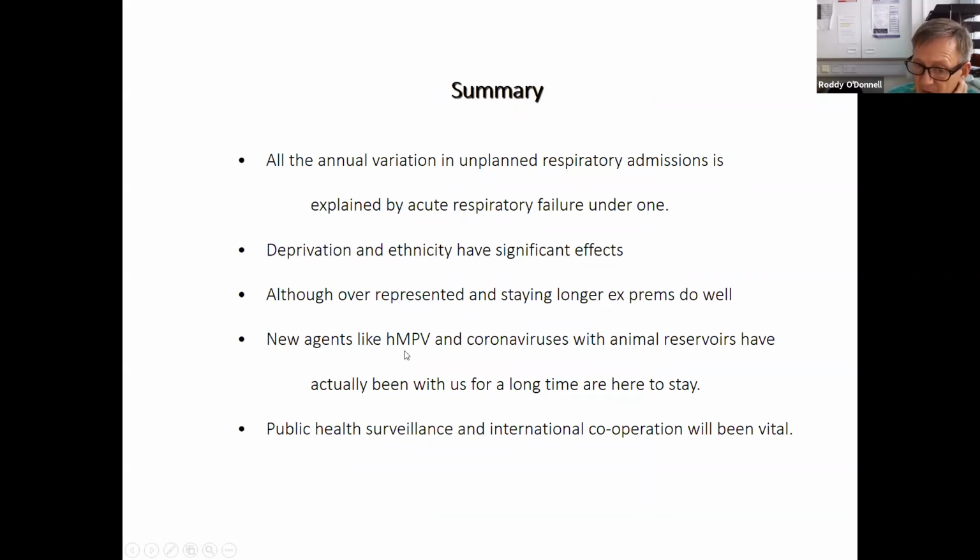Human metapneumoviruses and coronaviruses are out there, and we now have the ability to detect them. And they've been there a long time by the looks of things, at least 8,000 years for coronaviruses, possibly a lot less for human metapneumovirus. International cooperation goes without saying, really. I think it's been a feature of the coronavirus pandemic, but going forward, that's something we're going to have to collaborate more closely with.